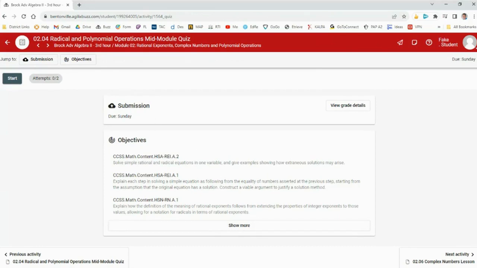If you saw in the lesson the steps that I went through, same steps I did on paper, showing your steps. I added 3 to both sides. I squared both sides. I checked the extraneous solution. Show all of those steps. So that's it. That's what we have this week.